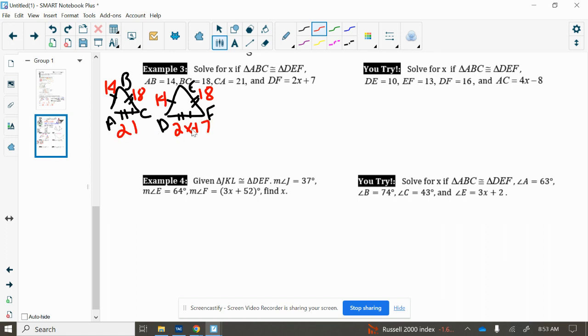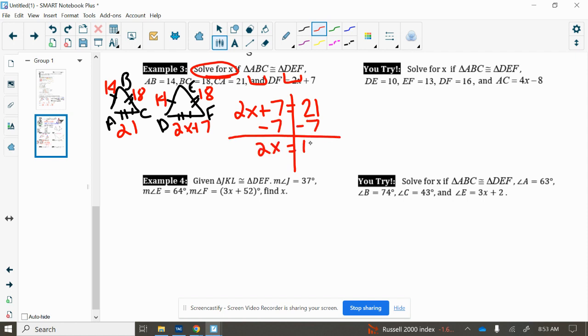So this is actually the piece of info that's the most important to us: we need C to A and D to F, because if we want to solve for X, they gave us a little bit of extra info. Really, all I needed to know is that 2x plus 7 has to equal the 21. Now when I solve, I have 2x equals 14, divide by 2, my x value this time is 7.